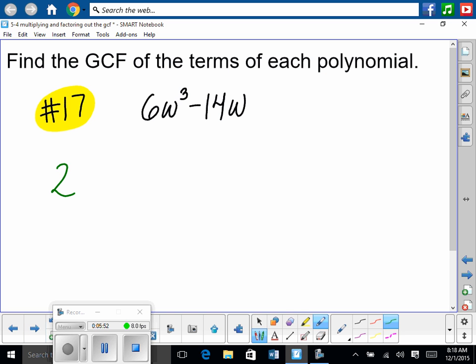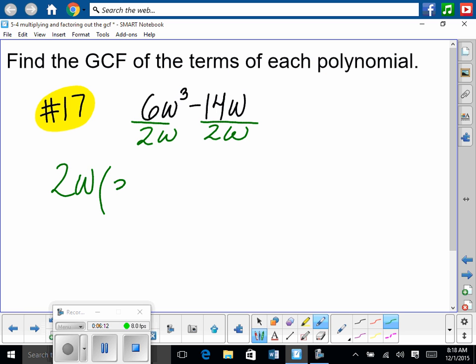And then also, we can't forget, in each term, what is there? At least a w. This one has a w, this one has a w cubed. So we're pulling out a w as well. Now, I'm going to just go all the way, because to me, it's easy to check my work if I just have it all. But really, if you know for sure that's the GCF, you can stop there. I just want to make sure.